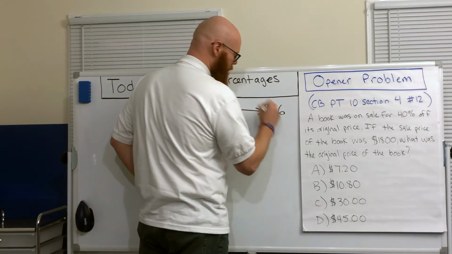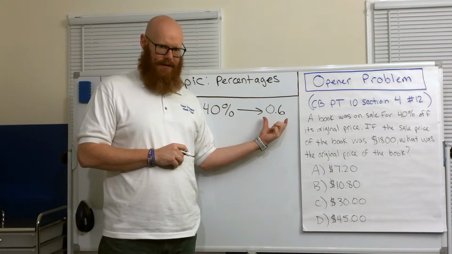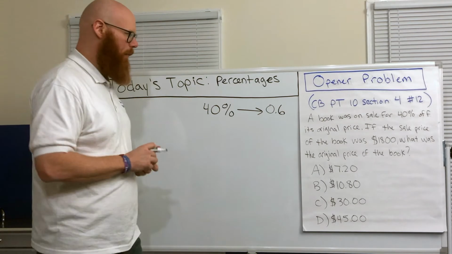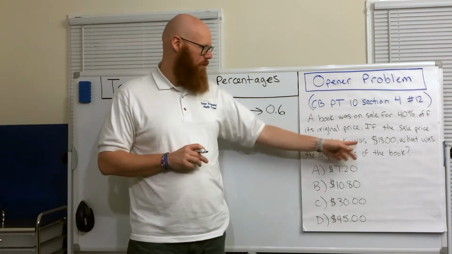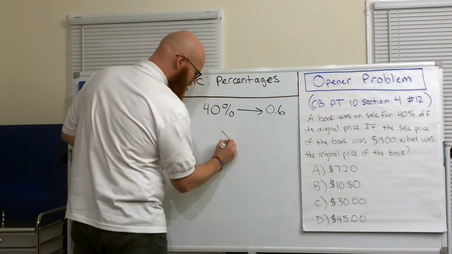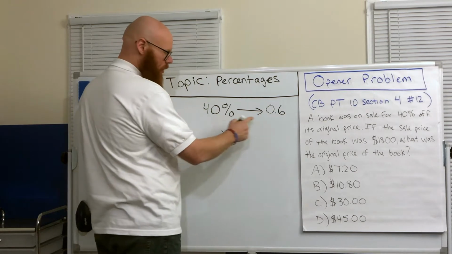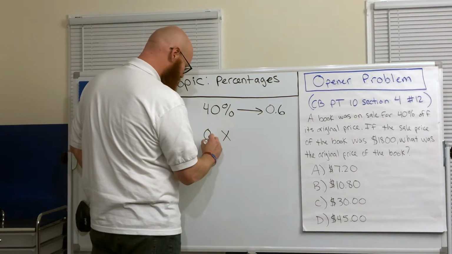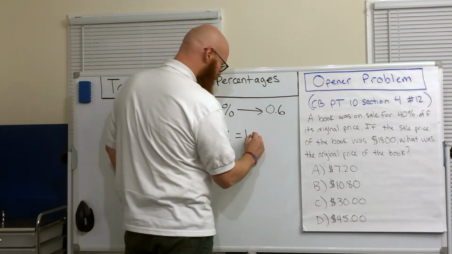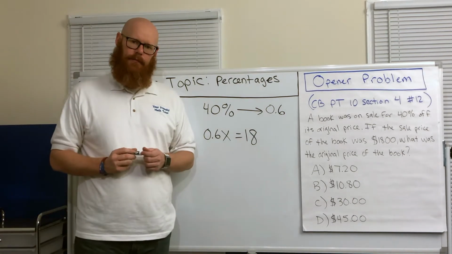So this is the number that if you can see 40% off and automatically think 0.6, it's going to be really, really beneficial. So now it's pretty easy to set up this equation. It says the sale price of the book was $18. What was the original price? Well, let's say the original price was X, and I'm going to multiply X by the 40% discount, which is really 0.6X, and then after I do that, I end up with $18 as my price.